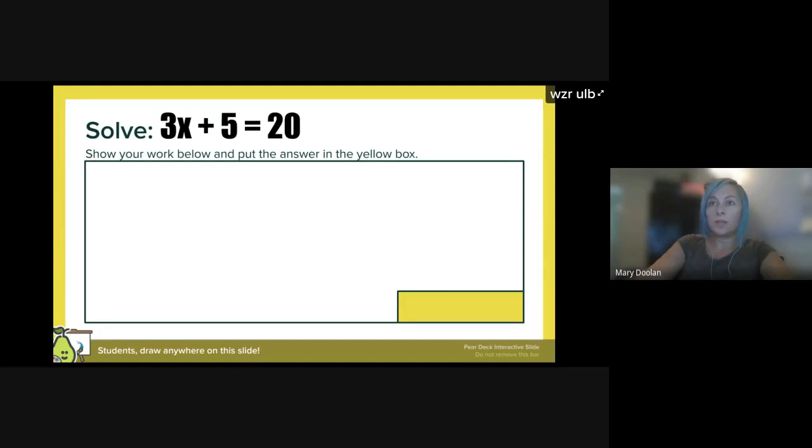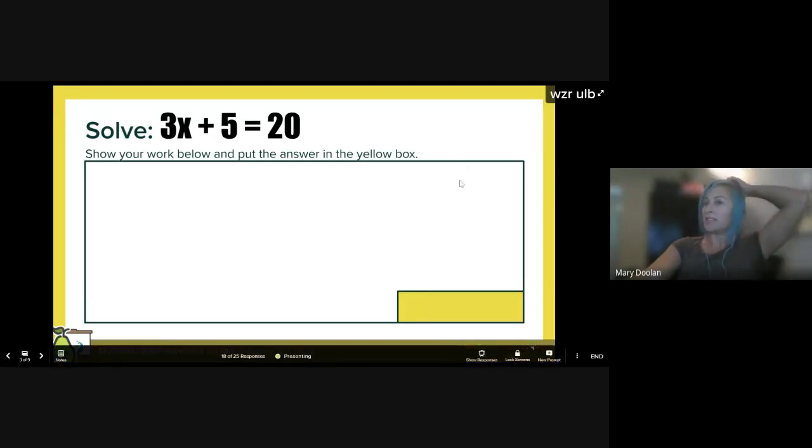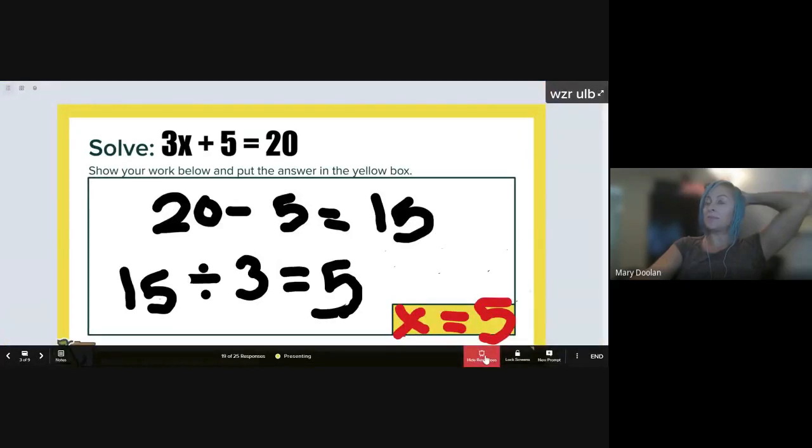Okay. I do want to start sharing some of your screens so you can see what people are doing, especially if you're kind of stuck and don't know where to begin. This person wrote that we're going to take 20 and subtract 5 from it to get 15, and then divide 15 by 3 to get 5, so x equals 5. This is absolutely correct. The work they're showing here is more about maybe using some mental math to figure it out.